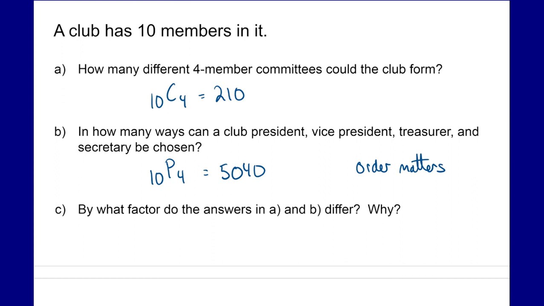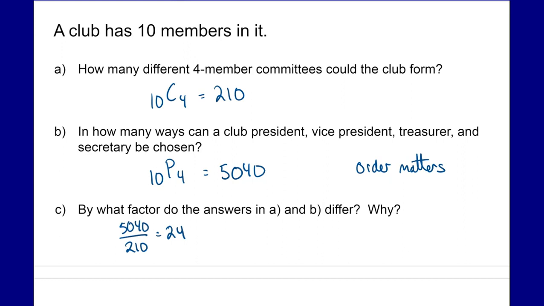So if you look at the two, say 5,040 divided by 210, you get that it differs by 24. Where do we get this 24 from? Where do we see this?